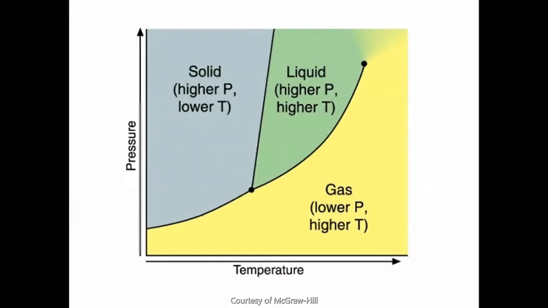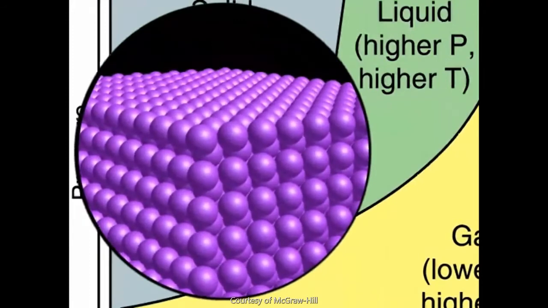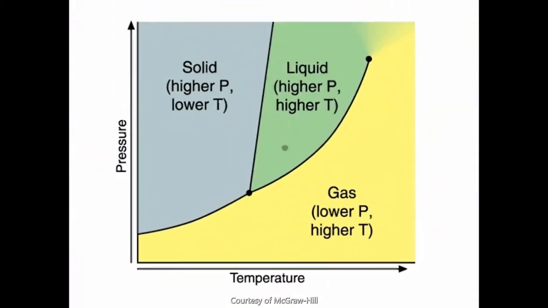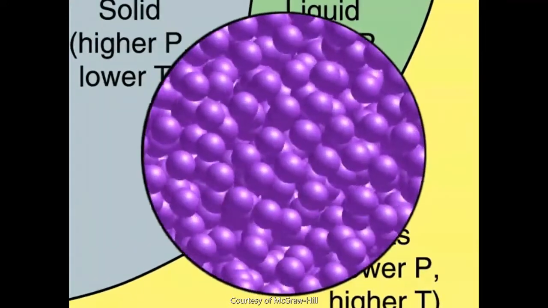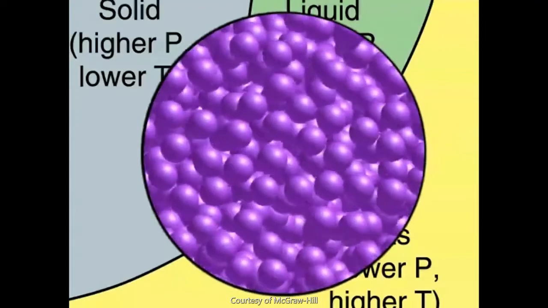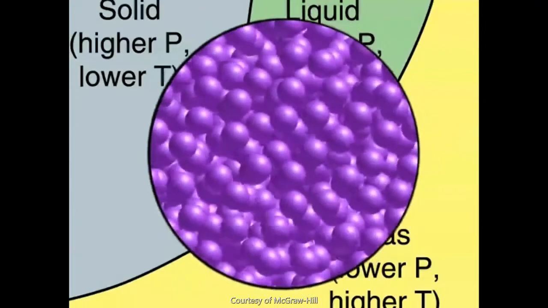A magnified view within the solid region shows the regular array of tightly packed particles typical of a crystalline solid. Note that the particles in a solid are not fixed, but jiggle in place about their crystal sites. A magnified view of the liquid reveals a major difference between it and the solid. The particles are still in close contact, but their positions are much less restricted than in the solid, and they roll and tumble around one another.